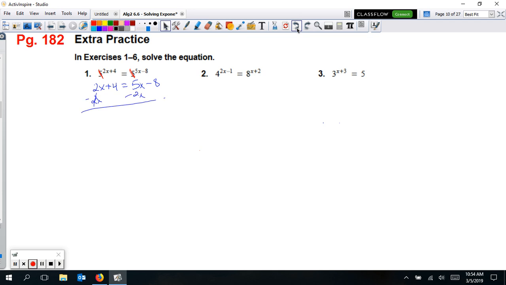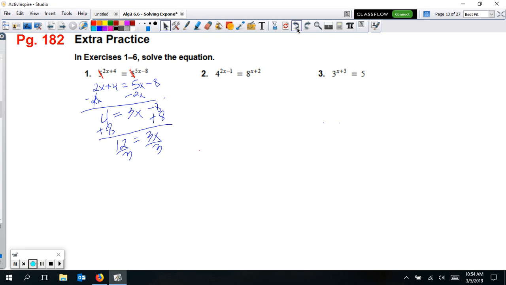So let's just go ahead and finish that off. I'll subtract 2x from both sides. So 4 on the one side is going to equal 3x minus 8. I'm going to add 8 to the other side to get the 3x by itself. Now 4 plus 8 gives us 12 on one side, 3x on the other side. And we just have to divide by our 3.